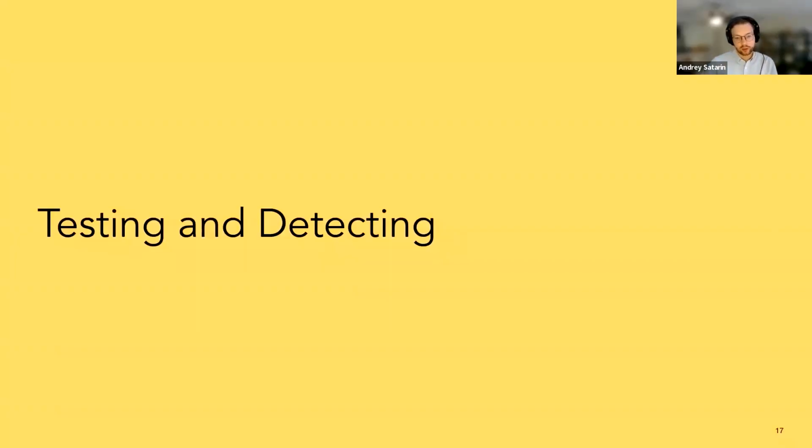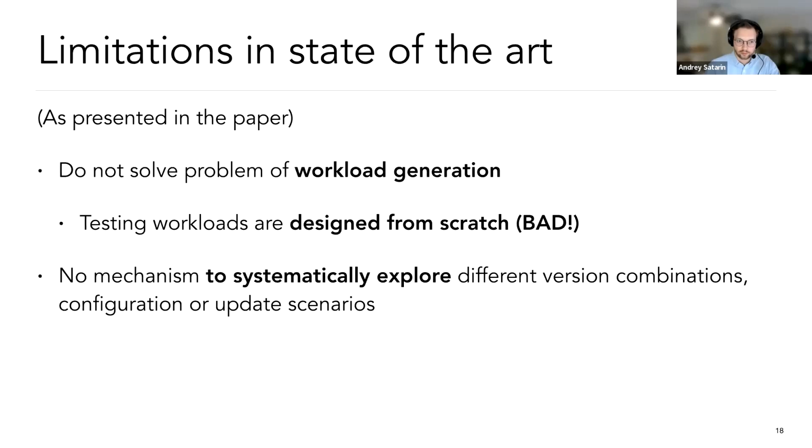So the next part of the paper is about testing and detecting: how systems currently approach testing for upgrade failures and how the authors propose to do that in a more systematic way. The limitation they noticed in the state of the art of the systems they looked at is a problem with workload generation. Every time someone tries to test for upgrades, they design a workload from scratch. They don't reuse it from somewhere else.